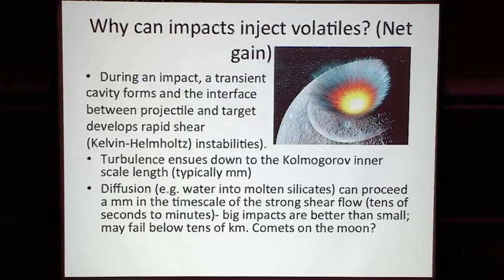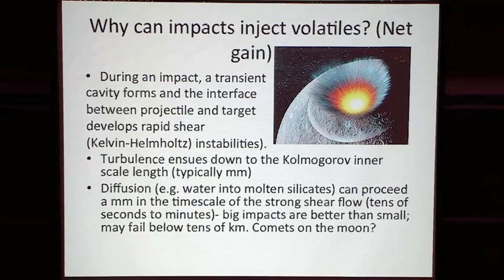You're creating a transient cavity, and on the walls of that transient cavity, during the impact event, you have strong shear. And the strong shear creates instabilities. There are also, I should say, Rayleigh-Taylor instabilities, inertial Rayleigh-Taylor instabilities, or Richtmyer-Meshkov instabilities. So it's a complicated story, but the Kelvin-Helmholtz instabilities will drive a Kolmogorov-style turbulence, meaning that you've got an energy available that can be put into small-scale motions, and the scale of that depends on the viscosity of the material.